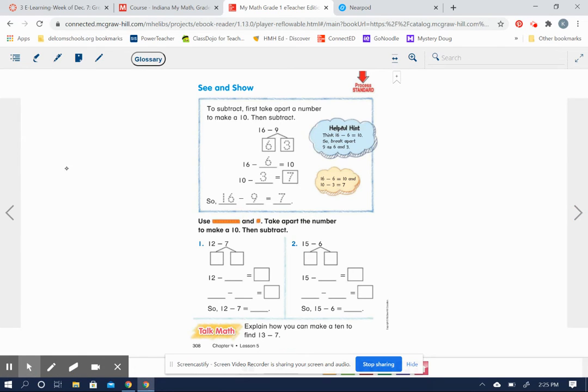Okay, so subtract. First, you're going to take apart a number to make 10. So this is the number that we're going to take apart. This is where we're making the 10.